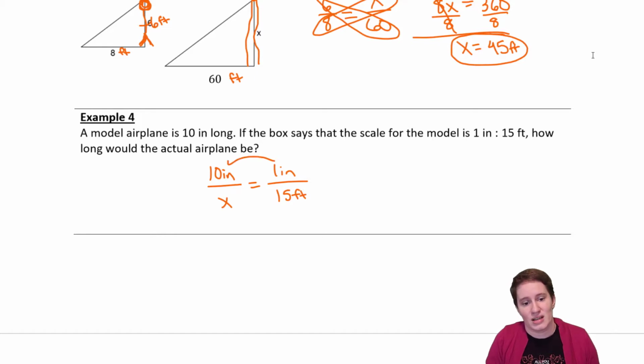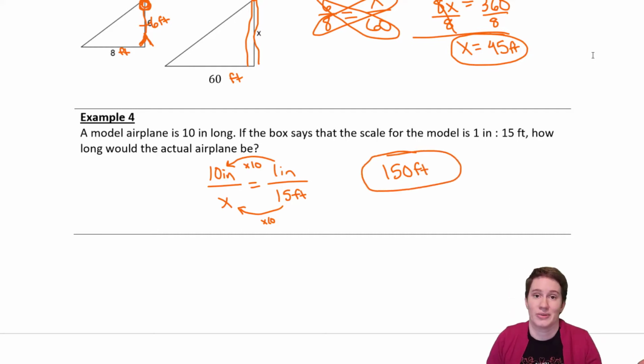So, right, that means that if this is times 10, then this also has to be times 10. So 15 times 10 is 150. So our actual airplane that we're modeling our model airplane after would be 150 feet. So that's kind of the gist of this lesson that we're doing with similar polygons. And in fact, the word problem part of that is actually a little bit extra just for funsies.